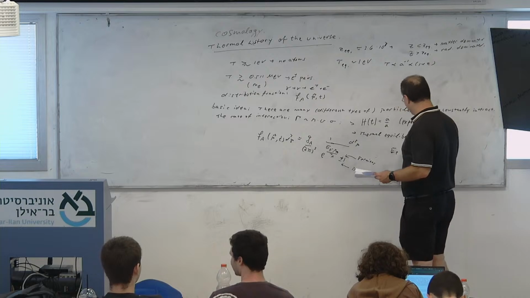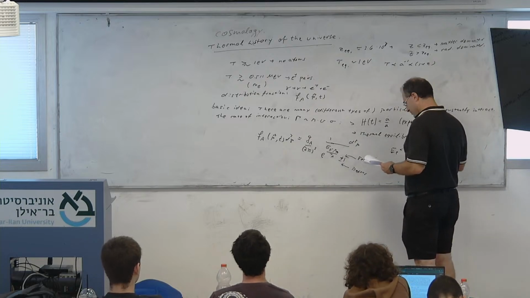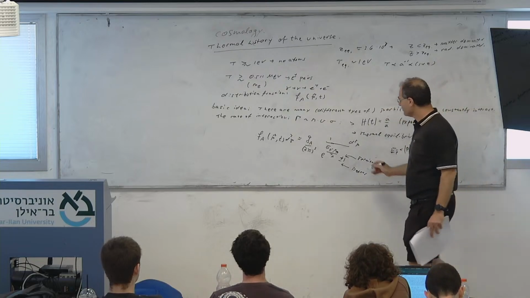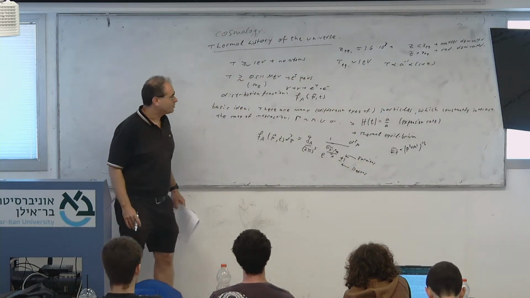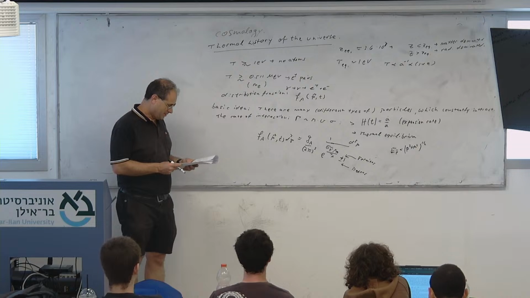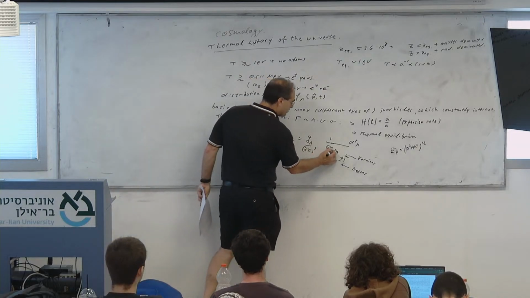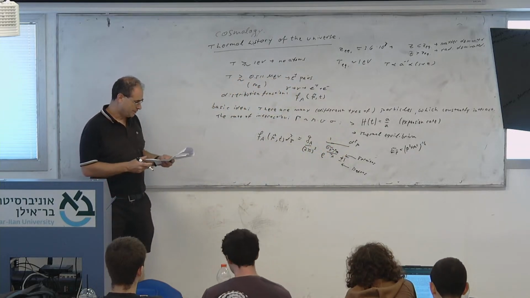E of p is the square root of p squared plus m squared. That's the energy of a particle with momentum p. It's E minus mu. Again, I don't care because I'm going to assume it's a minus sign. Okay. Happy?